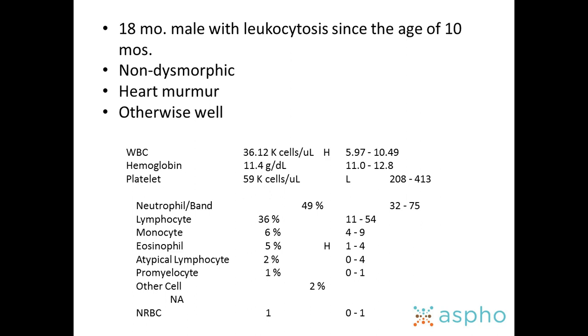Here's another infant. He's been sick for a while. He's 18 months of age, and he's been sick since the age of 10 months. He's non-dysmorphic. He has a heart murmur, but he's otherwise well. He has a high white count, particularly a neutrophilic leukocytosis, he has an elevated absolute monocyte count and has a few nucleated red cells in his peripheral blood.